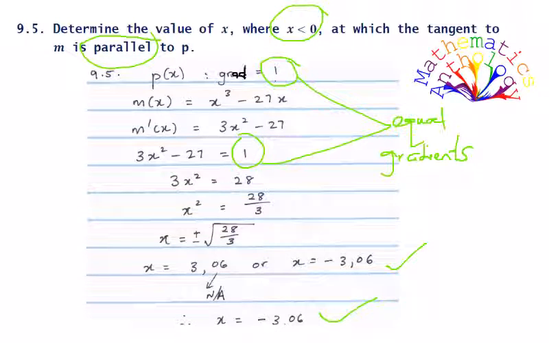We solve this now for x. 3x squared is equal to 1 plus 27, which is 28. x squared is equal to 28 over 3. x is equal to plus or minus the square root of 28 over 3. You end up with x is equal to 3.06 or x is equal to -3.06. But the question clearly says that x must be less than 0. So our final answer there will be x is equal to -3.06.